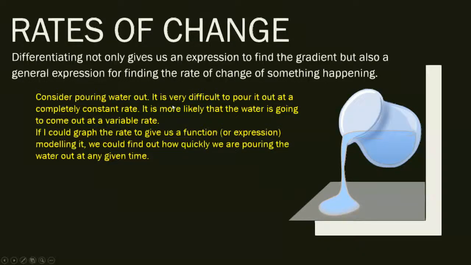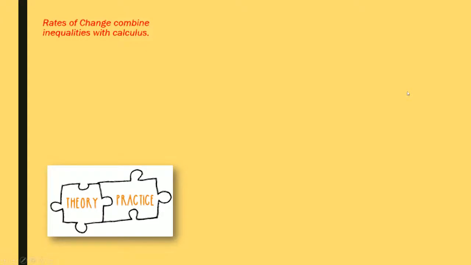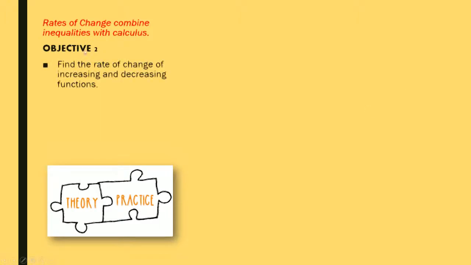If I could graph the rate to give us a function or expression model on it, we could find out how quickly we're pouring the water out at any given time by differentiating as before. So differentiating gives us the expression we can use to find this out. And that's the bit of theory behind it. So rates of change usually combine inequalities with calculus, although not always, but you'll see this coming along. And our second objective is to find the rate of change of increasing and decreasing functions.